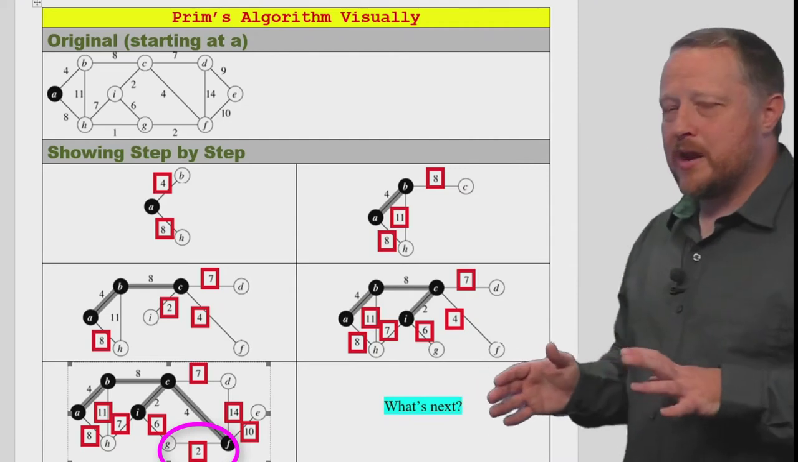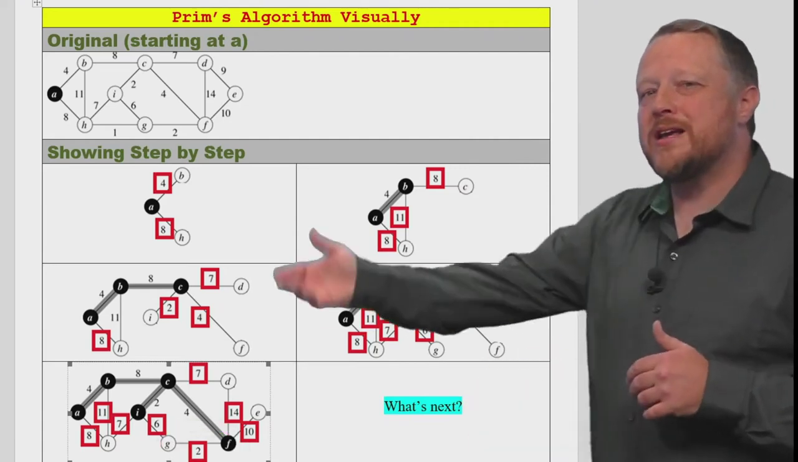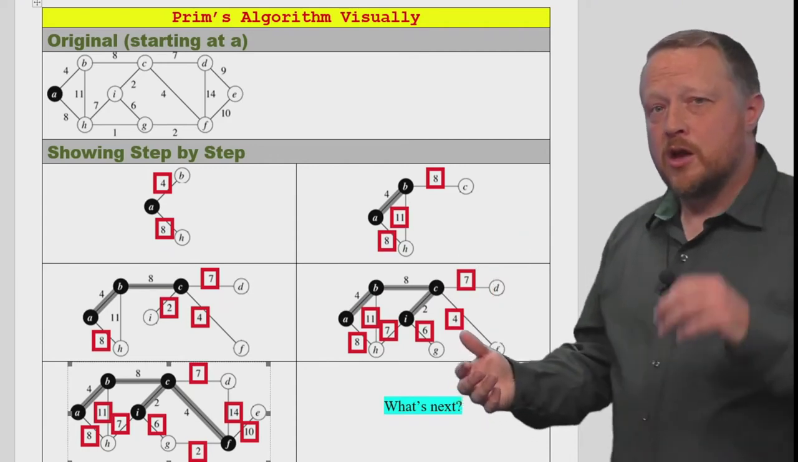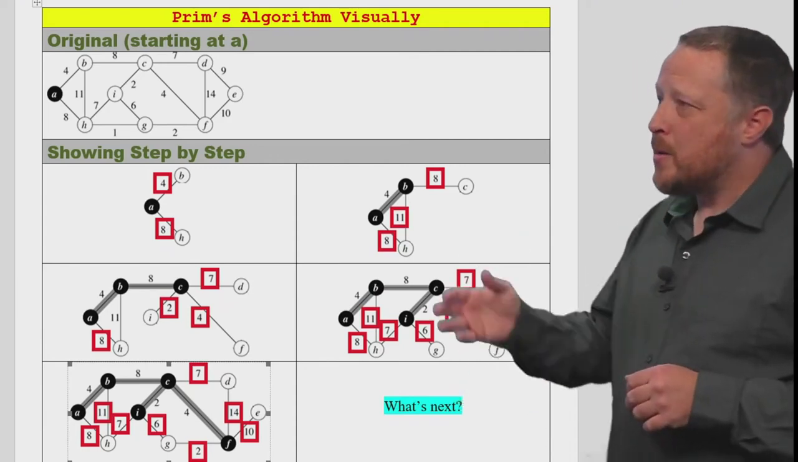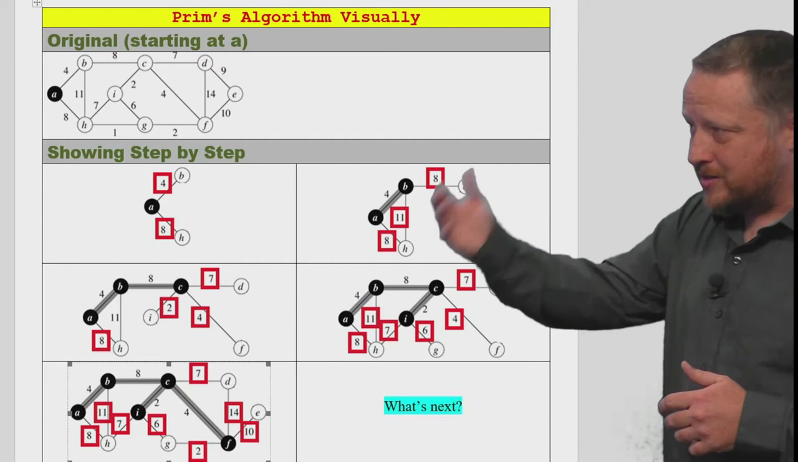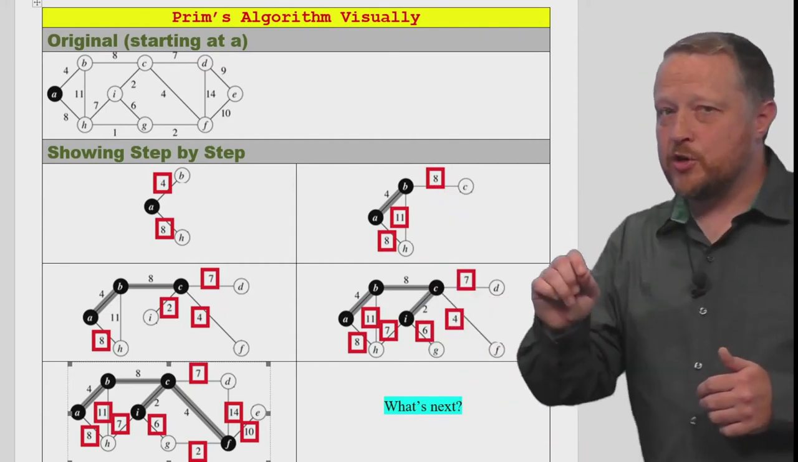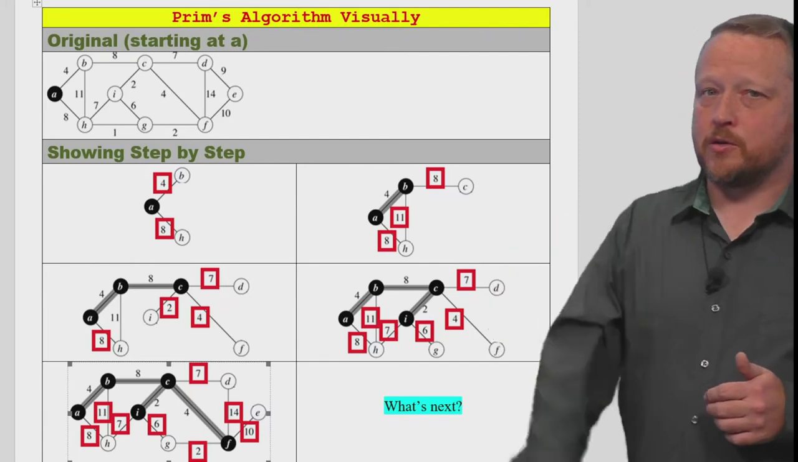But in reality, we have to be careful that we're not picking an edge that already is connected to the graph, so we don't make a cycle. We'll talk about that here in a little bit. But that's your Prim's algorithm on exactly how to get through a tree. And again, each time we check to make sure it doesn't make a cycle.